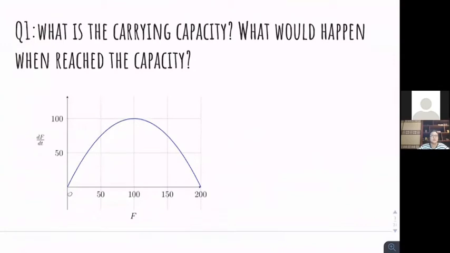Then, question 1. What is the carrying capacity? What would happen when we reach the capacity? Before answering this question, we can first explain the graph. On the x-axis, we can see the y represents the population, or the number of fish in the pond. It is ranging from 0 to 200. On the y-axis, dy over dt is actually representing the growth rate of the population.